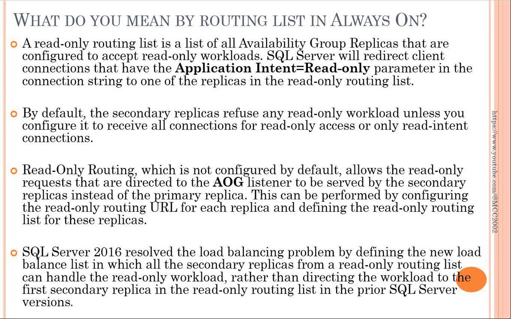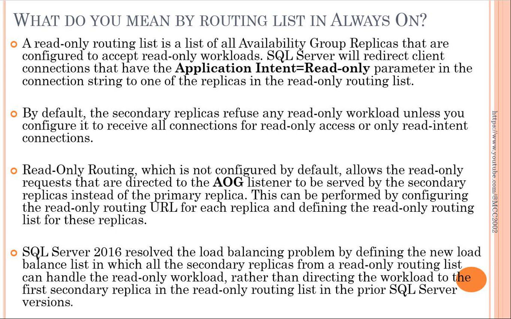read intent connections. Read-only routing is not configured by default. Always On redirects read-only requests from the availability group listener to be served by the secondary replica instead of the primary replica. This can be performed by configuring the read-only routing URL for each replica, and defining the read-only routing list for these replicas.